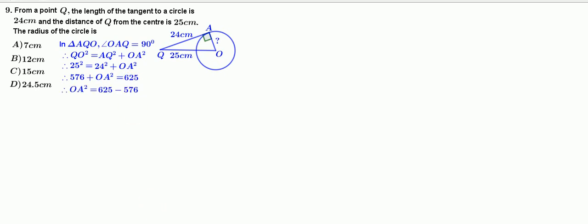Therefore, OA square equal to 625 minus 576. Therefore, OA square equal to 49. That implies OA equal to root of 49. Measure of OA is equal to 7 cm because square root of 49 is equal to 7 cm. So option A is the correct answer. Problem 10.